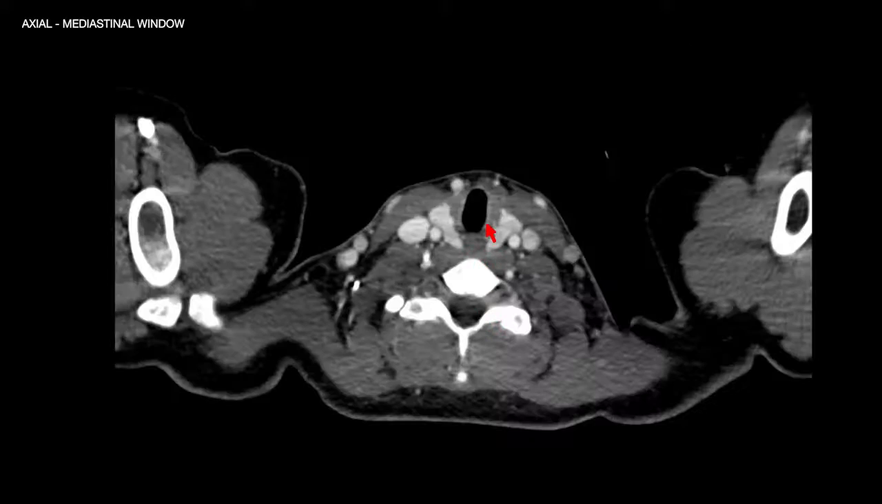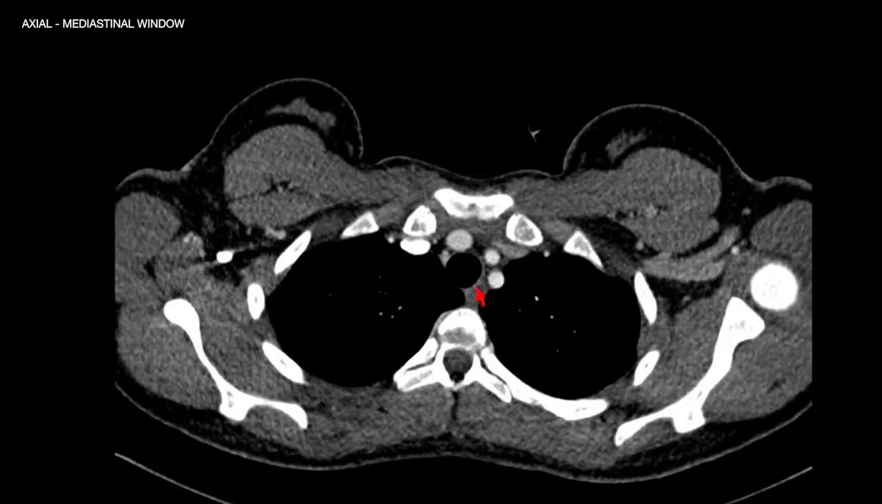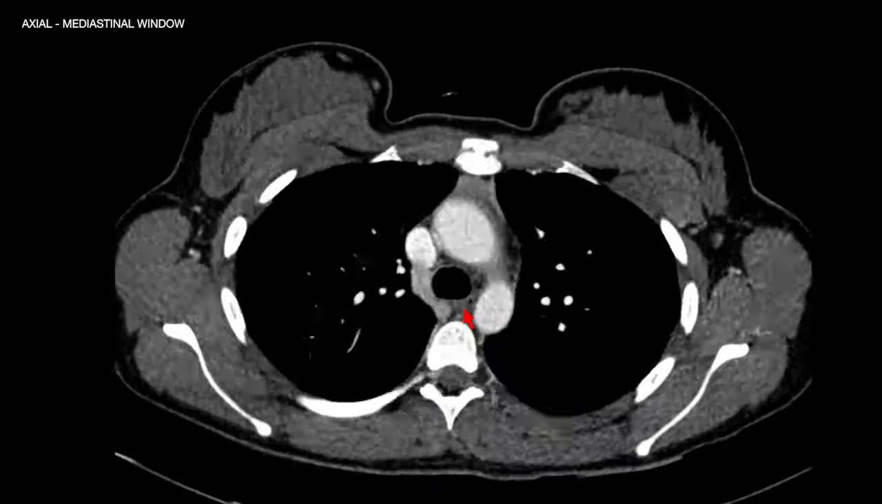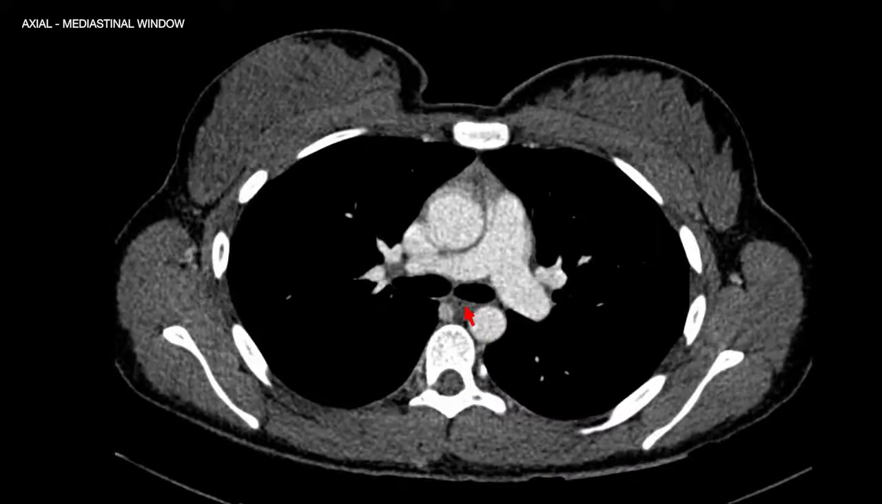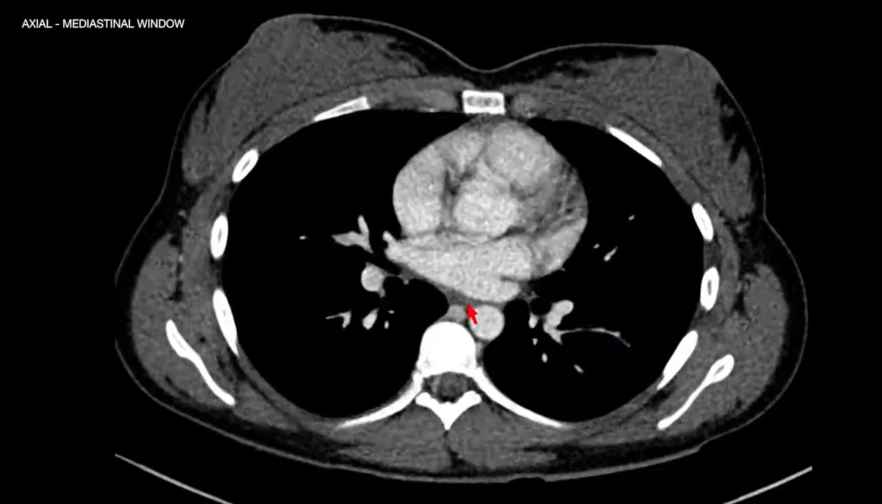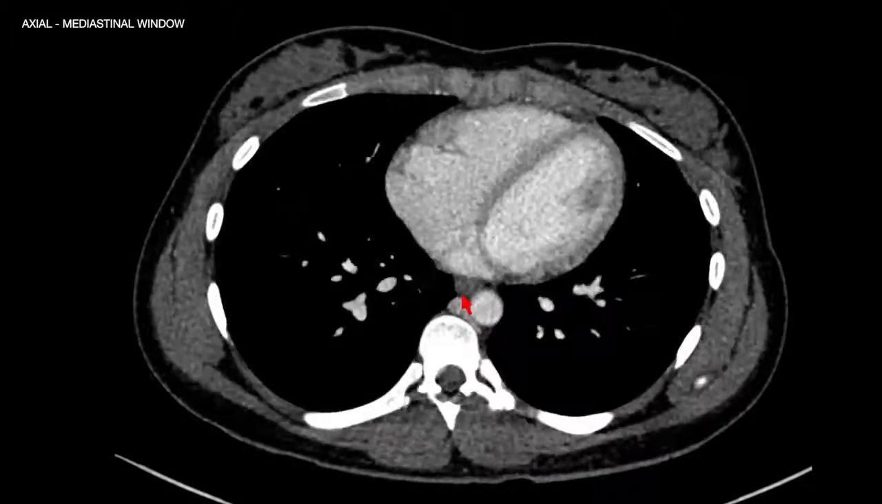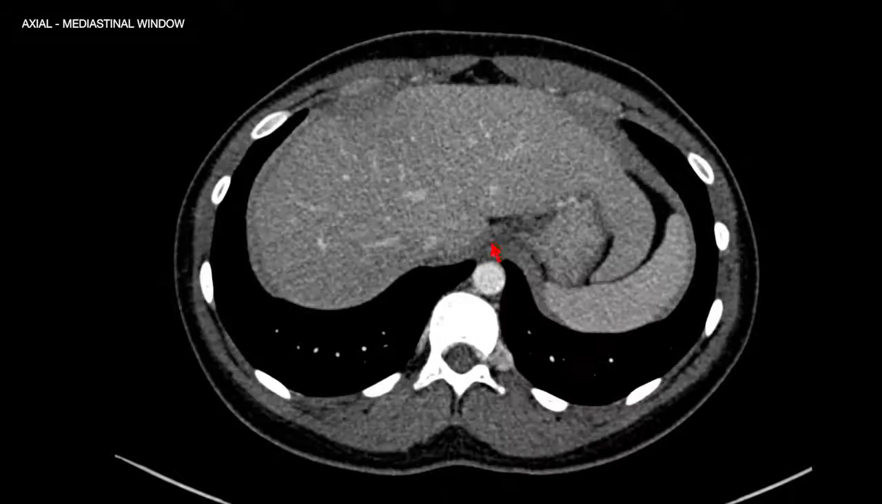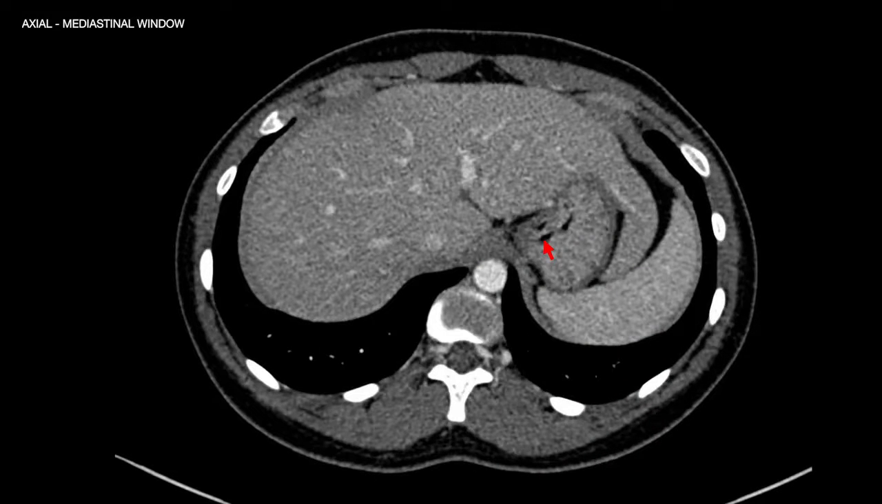Other mediastinal structures include the esophagus that goes from the cervical level, into the thorax, runs posteriorly to the airways, and anteromedial to the descending thoracic aorta, towards the diaphragm through the diaphragmatic hiatus as well, to connect with the stomach under the diaphragm in the abdomen.